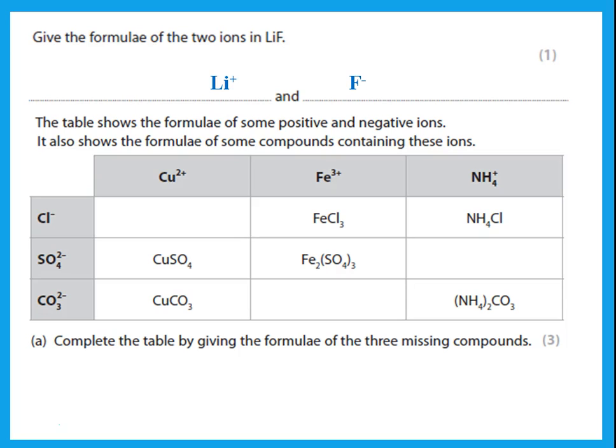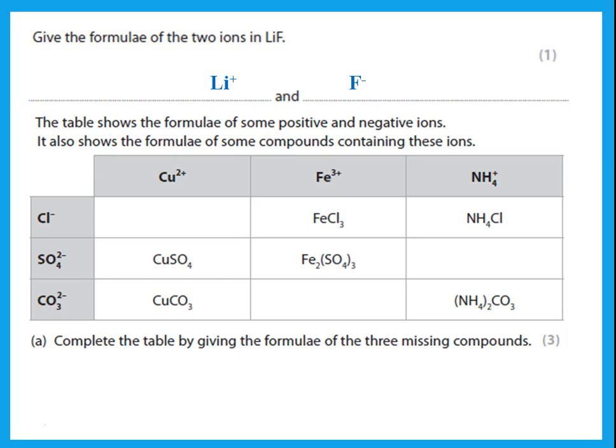Okay? Now, he says the table shows formula of some positive and negative ions. Complete the table by giving the formula of the 3 missing compounds. So he wants you to write the formula of a compound made up of copper 2 plus and Cl minus. Remember that the number of the charges on the atom or on the ion is its valency. So when I say Cu2+, I'm talking about Cu that has a valency of 2. And Cl minus, 1 minus, that means it has a valency of 1.